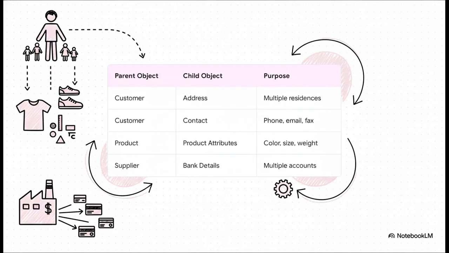And you see this pattern everywhere in the real world. A customer, the parent, can have many address children or many contact children. A product can have a whole list of different attributes. A supplier can have multiple bank accounts. This isn't just some abstract theory. This is exactly how clean, enterprise-grade MDM solutions are built.